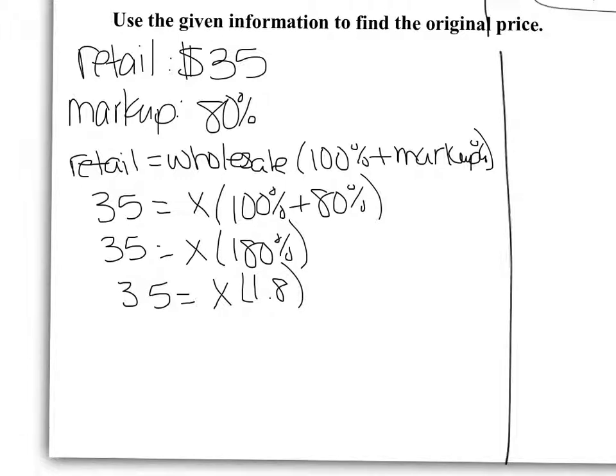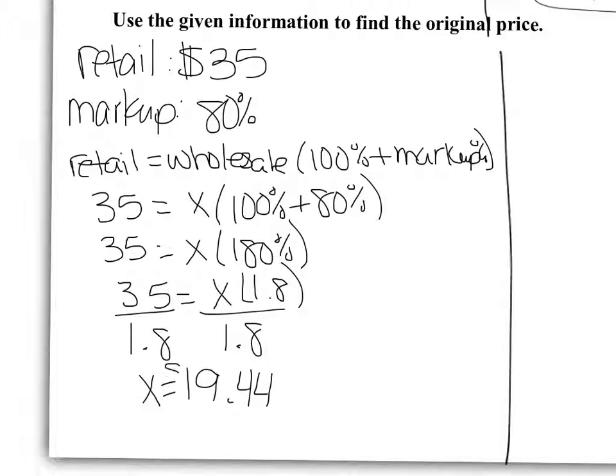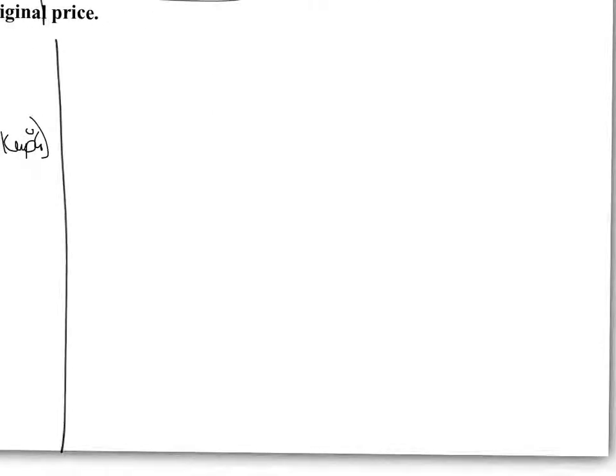Okay, how would you solve for x? Hopefully you recognize that we are going to divide both sides by 1 8/10. And when you do that, you get x equals about $19.44. So kind of interesting. The wholesale price, so what they bought it for, was $19.44, and what they're selling it to you for is $35, so they're making a pretty good profit right there.